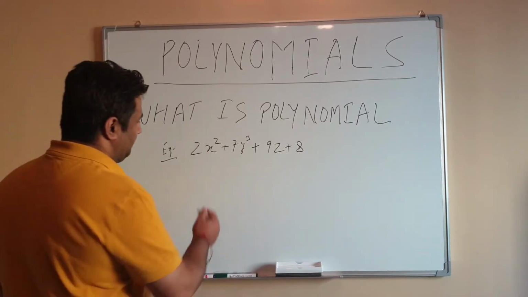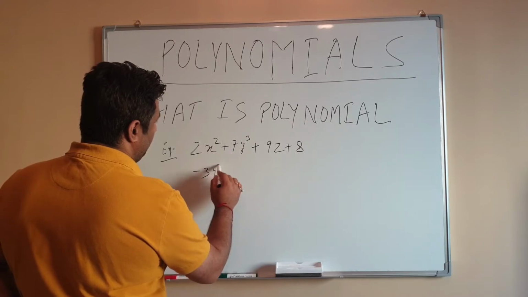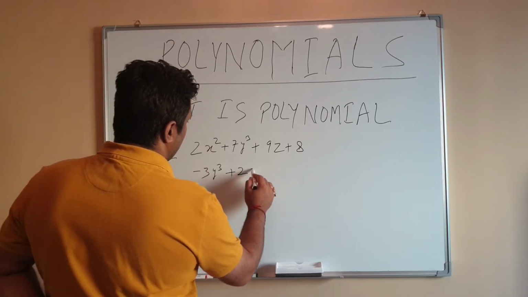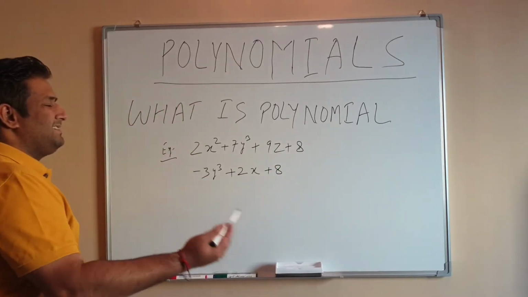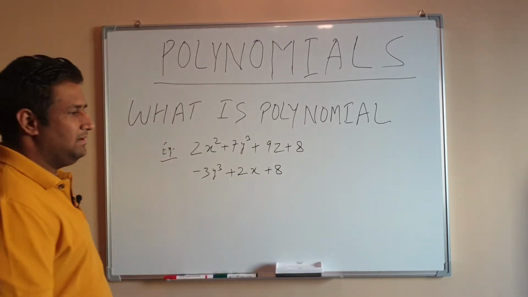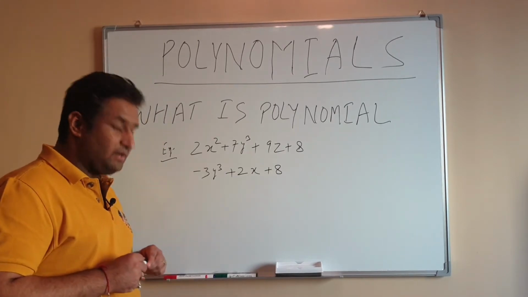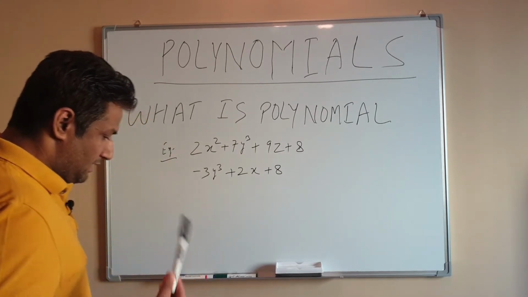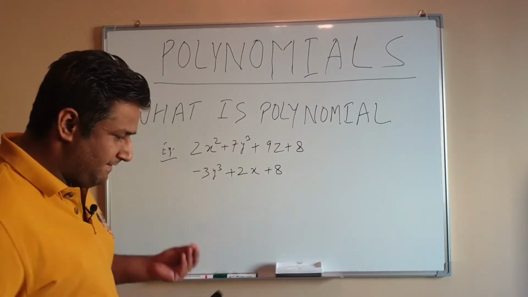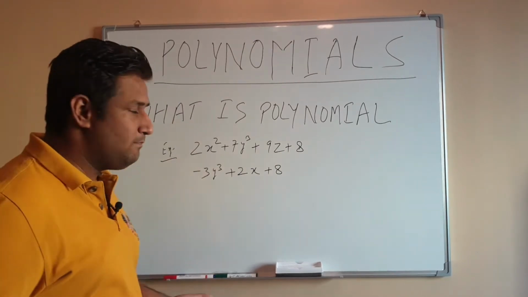Again we can take one more example, like minus 3y cube plus 2x plus 8. Again this is an example of a polynomial. Now what is the condition for a term to be a polynomial? That's a very important topic, how to identify whether it's a polynomial or it is not a polynomial, because that's very important.